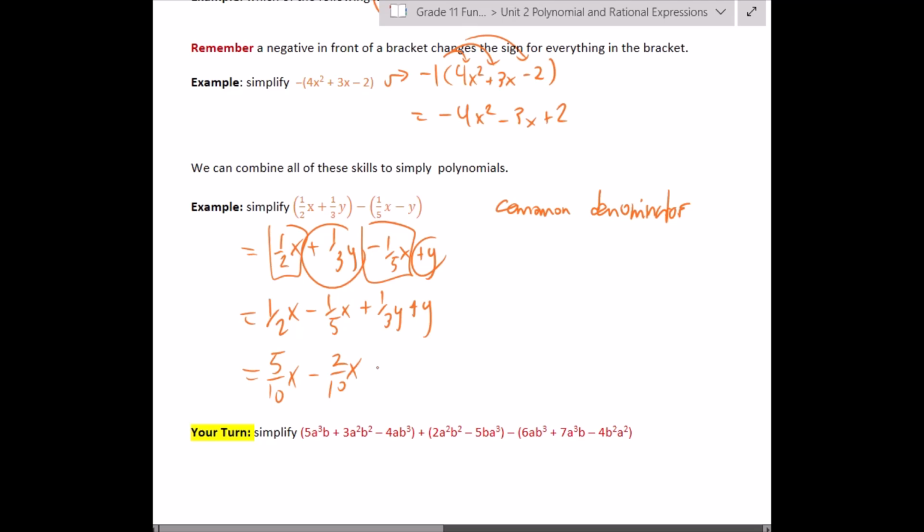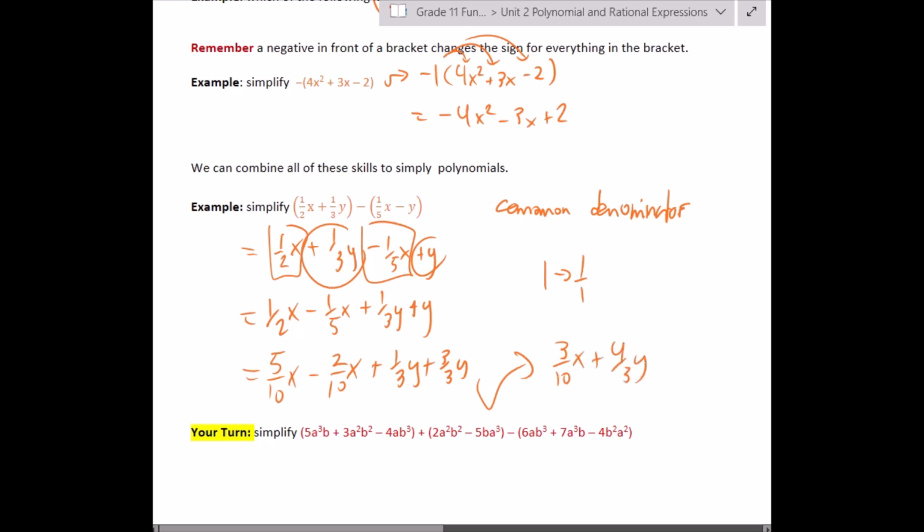We then have 1 over 3y plus, well, this is 1y, so remember 1 can be seen as 1 over 1, and the equivalent fraction with denominator 3 is 3 over 3y. We can then combine terms, so 5 over 10 minus 2 over 10, that's 3 over 10x, and then plus 1 over 3y plus 3 over 3y is going to be plus 4 over 3y. So that will give us 3 over 10x plus 4 over 3y.